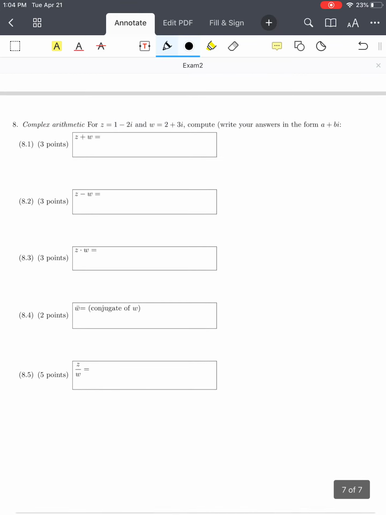And problem 8 is the last one. So we're doing complex arithmetic. z equals 1 minus 2i, w equals 2 plus 3i. We're just going to add, subtract, multiply, divide. So z plus w is going to be, let's see, 1 minus 2i plus 2 plus 3i. So we're just going to combine like terms. So that's 1 plus 2 plus negative 2i plus 3i, or 3 plus i.